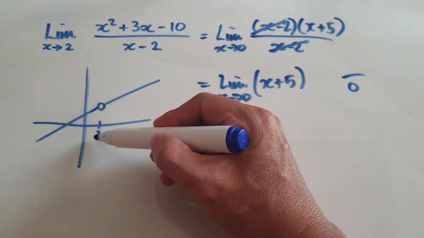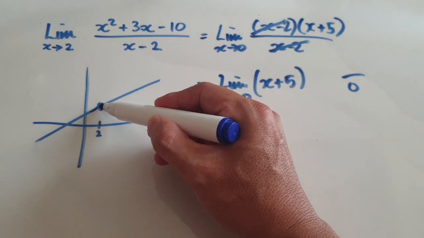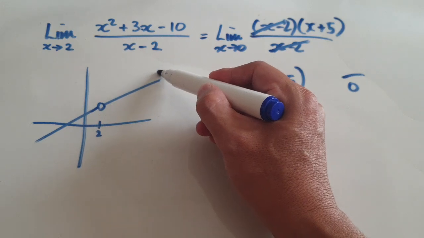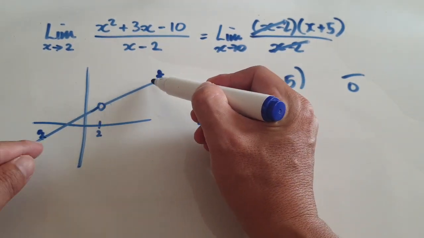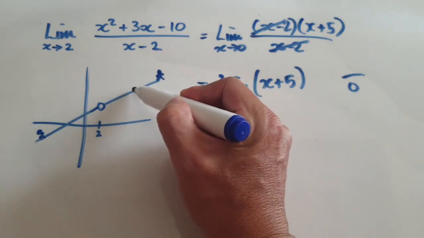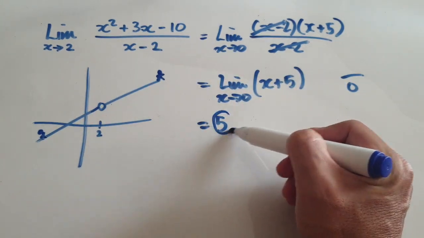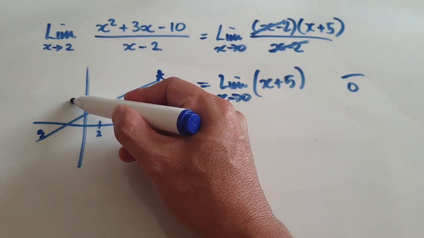Remember, dead on 0, it breaks down. That's why there's a hole in the middle. But imagine one person here, one person here, you're walking towards 2 from the left-hand side. From the right-hand side, it turns out that you will reach a height of 5.